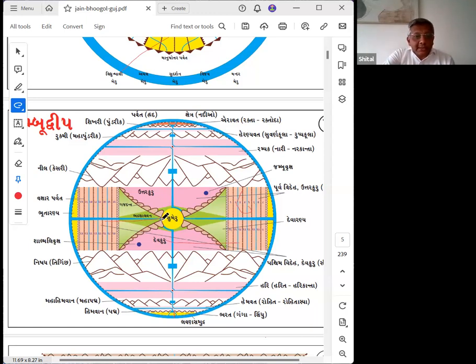Similarly, in the west, there is a river flowing to the Lavan Samudra from here to here. It's flowing from the east to the west. And because of that river in between, you get two portions of Videkshetra, the northern segment and the southern segment. पूर्व विदे में नीले रंग में सीता नदी दिखाई है, उसके कारण दक्षिण और उत्तर ऐसे दो विभाग हुए. So this is the Sita Nadi, and because of the Sita Nadi, this Videkshetra is split into two. This is the northern segment, this is the southern segment.